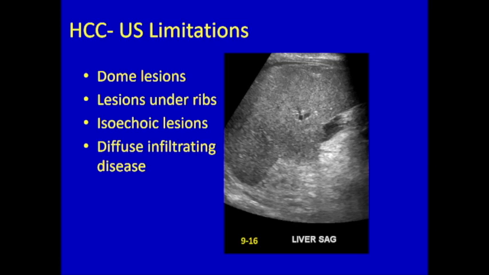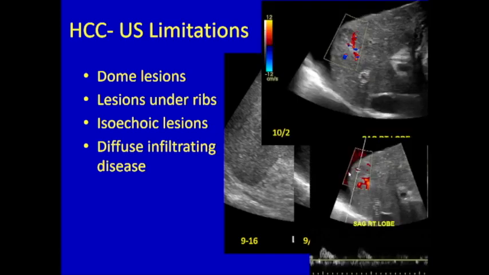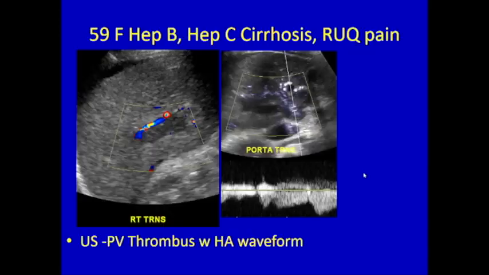Anybody see a lesion? Not yet. Here's another one. Anybody see a lesion? Not yet. Here's the tips. Oh, there it is. 2 weeks later, there's the lesion. Okay, and it's vascular, and it's a little HCC. So make sure you get up there under the dome and make sure you pan out wide by the ribs.